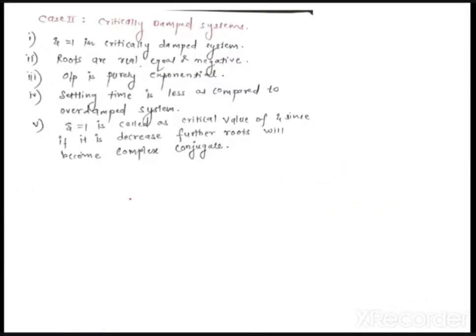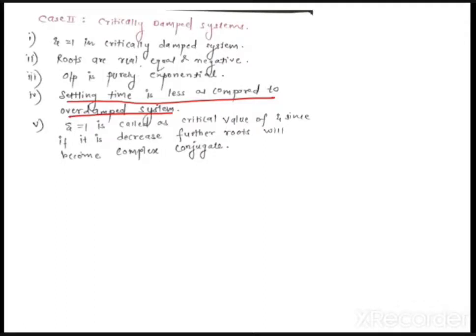Okay, so now here again the roots are real, equal and negative. In the last case it was unequal. You can see this is a change, it was unequal in the overdamped case. The output is again purely exponential, but very important, the settling time is less as compared to the overdamped system. Means what? The settling time is very less, which means there is less resistance for the system to reach the steady state. The system takes less time to reach the steady state or to return to the equilibrium position.